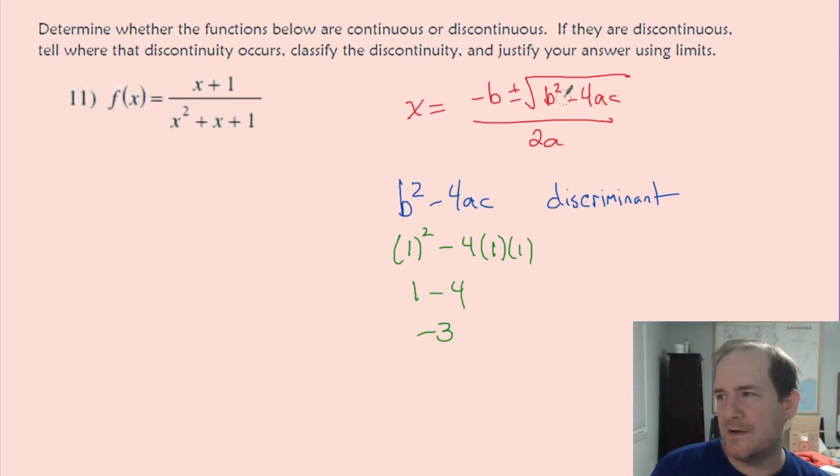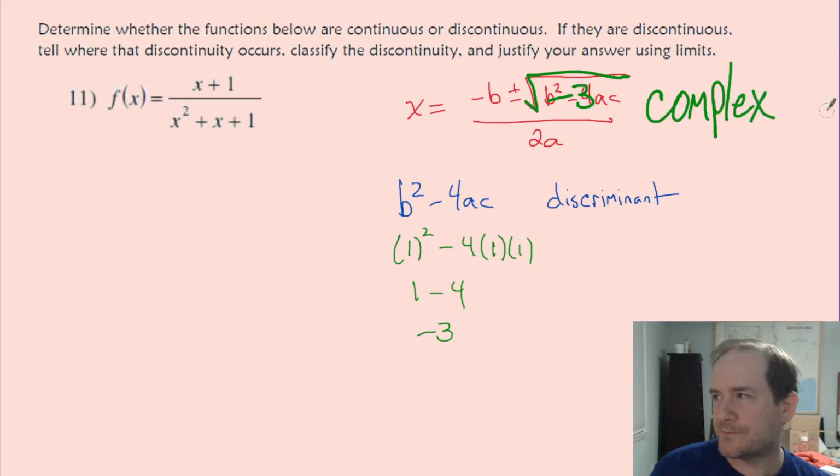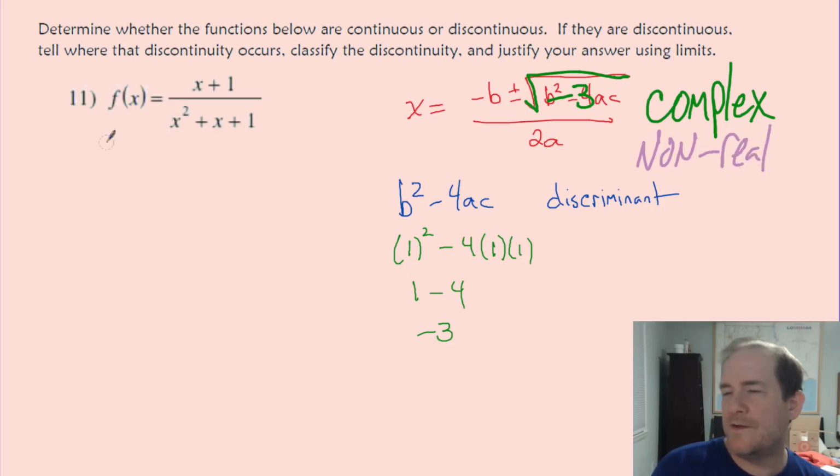And again, up here in the quadratic formula, I'm now trying to do the square root of negative 3, which gives me a big old imaginary value. So both of my solutions are now complex. Or sometimes instead of that, we just prefer to say they are non-real. That means the denominator here never really equals 0. So f of x would be continuous on negative infinity to infinity.